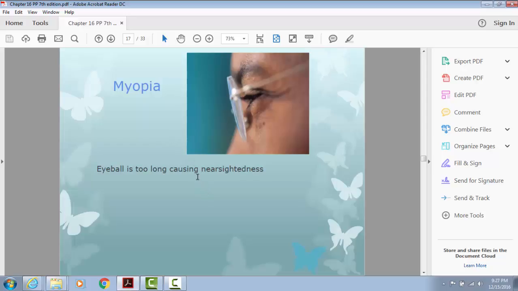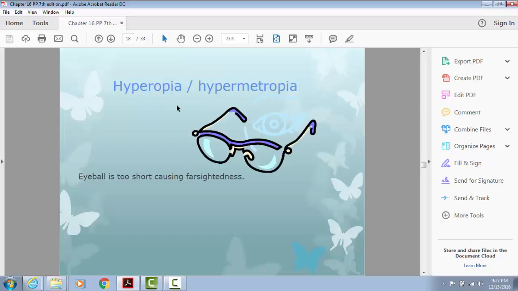Now, if a patient is nearsighted, then that means that they have trouble seeing far away. So it's just the opposite of the way it sounds. The opposite of myopia then is hyperopia or hypermetropia. And that's when the eyeball is too short, and that causes farsightedness. Farsightedness then is when a patient cannot see or has difficulty reading print up close.